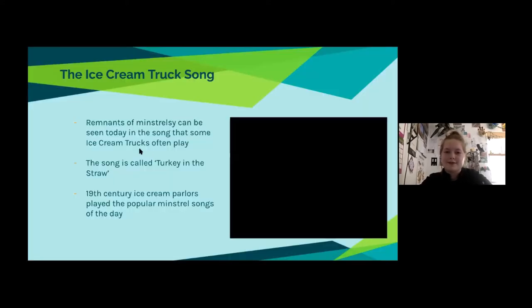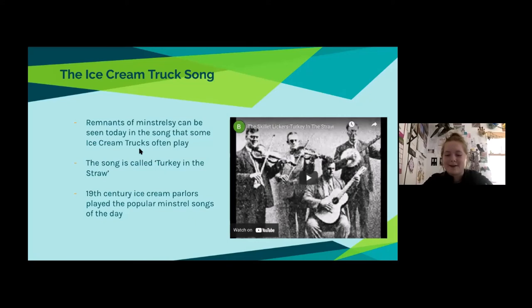Another way minstrel shows can be seen today in the 21st century is through the ice cream truck song. Not all ice cream trucks use this song, but there is one in Guilford that does still. When ice cream trucks first became popular in the early 1900s, I think it was, they would often play minstrel songs like Turkey in the Straw, which is the one that's most commonly heard today.